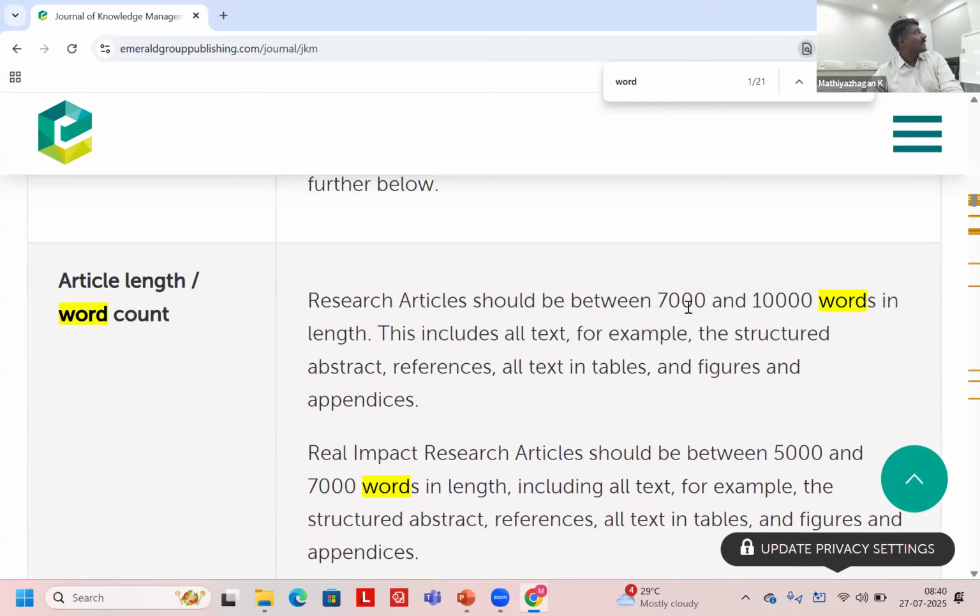The research article should be between 7,000 to 10,000 words in length. Right. Why are they not mentioning 7,000 to 20,000? What was the reason? Because if it is too many words, it will be considered a textbook or a reference book. We need to ensure what is our contribution. So the new information only will give the impression that it is my contribution.